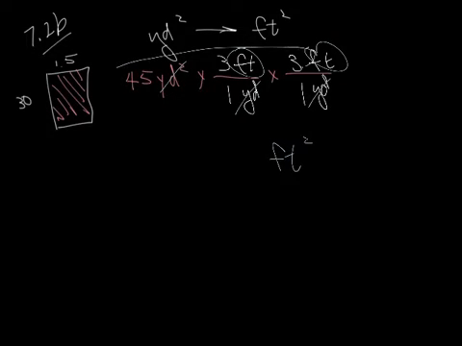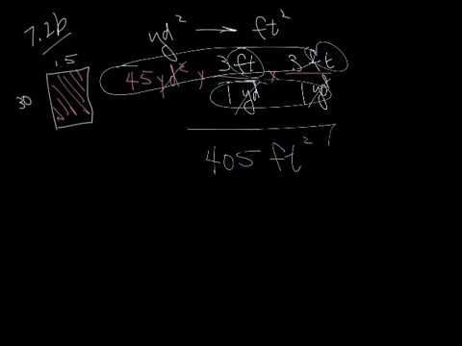So I'm going to multiply 3 times 3 times 45, and divide that by my denominator, which is 1. So 3 times 3 is 9, times 45 is 405, and that would be my answer there.